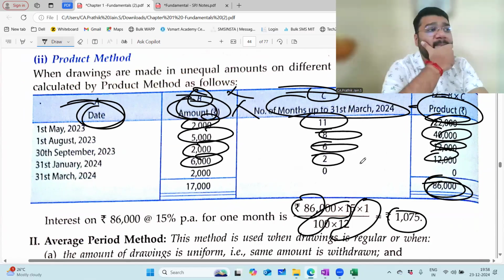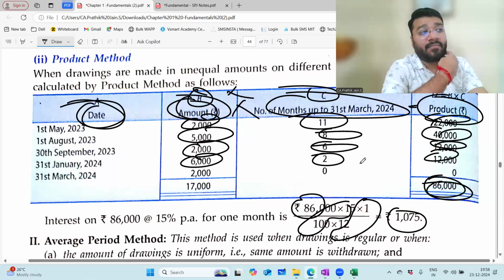Yes. 31st March को drawing हुआ था, बड़ा drawing कर रहा है, तो profit तो वो साल में से जाएगा, तो next year pay करेगा तो previous year का profit का pay करेगा.